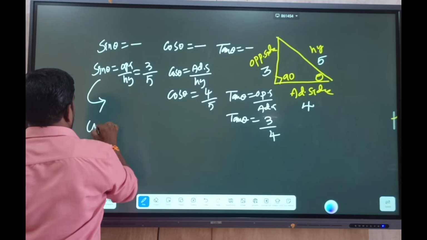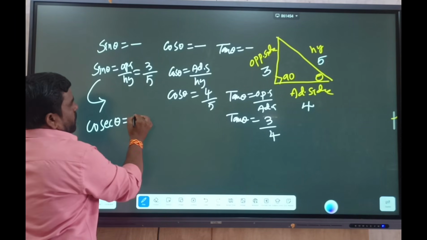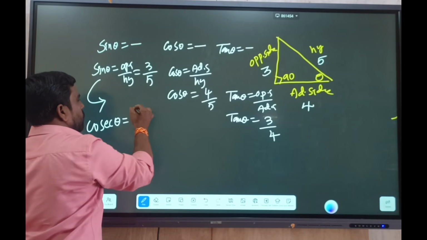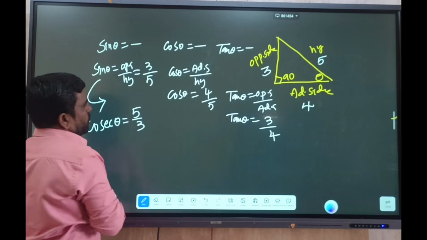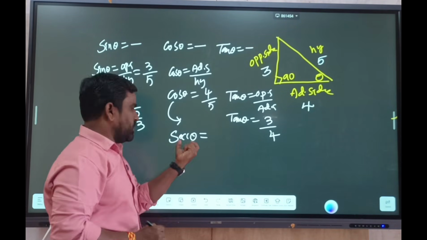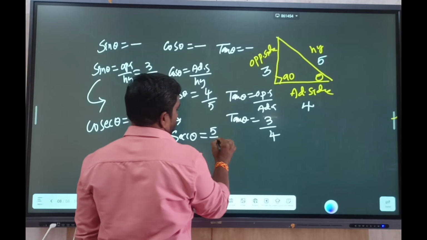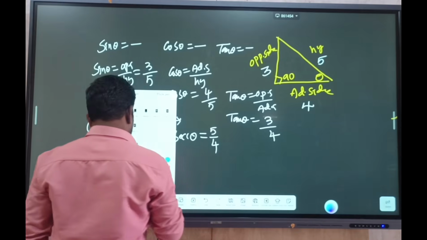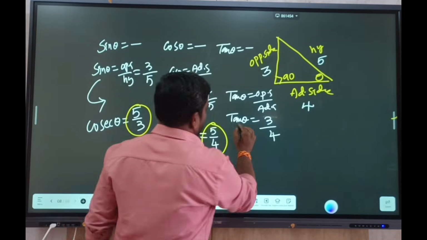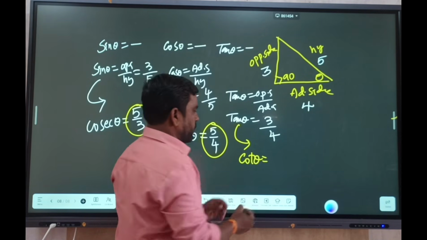Sin reciprocal is cosec theta. Reciprocal means reverse. Sin theta is 3 by 5, so reversed it is 5 by 3, which is cosec theta. Cos reciprocal is secant theta. Cos theta is 4 by 5, so reversed it is 5 by 4. Tan theta reciprocal is cot theta, the reverse.